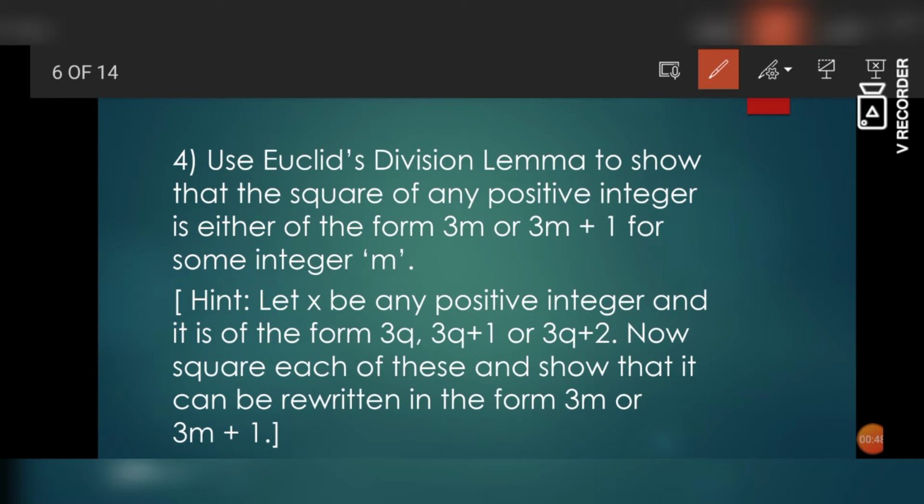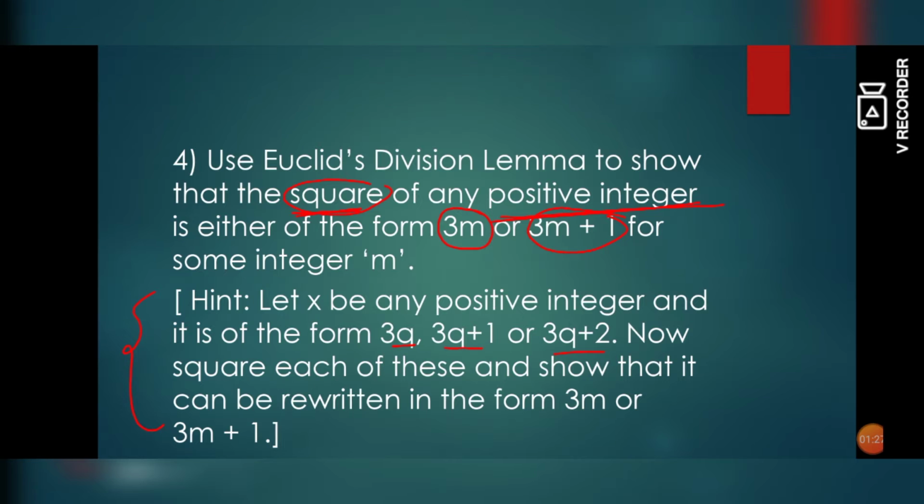Now we have to show that the square of any positive integer, it can be odd or even, it is an integer and which is positive, but we have to show that the square of that positive integer is of the form 3m or 3m plus 1. A little hint is given in the question. The hint says that let x be a positive integer and it is of the form 3q plus 1 and 3q plus 2. Now square each of these and show that it can be rewritten in the form 3m and 3m plus 1. So let us see how to solve this sum.